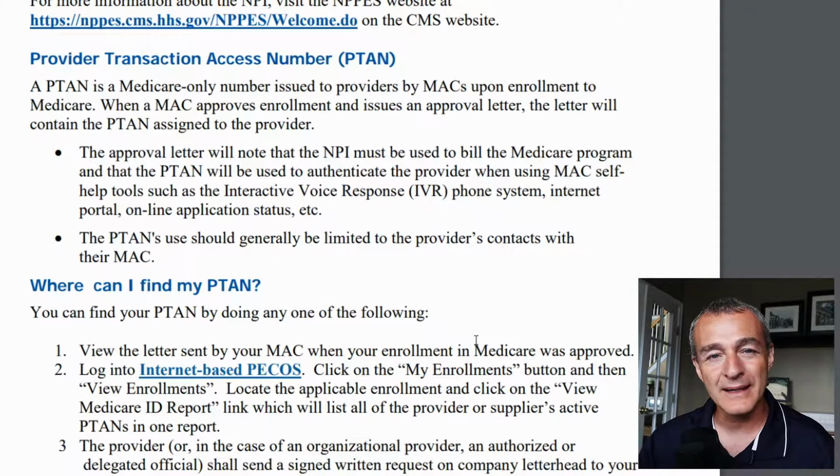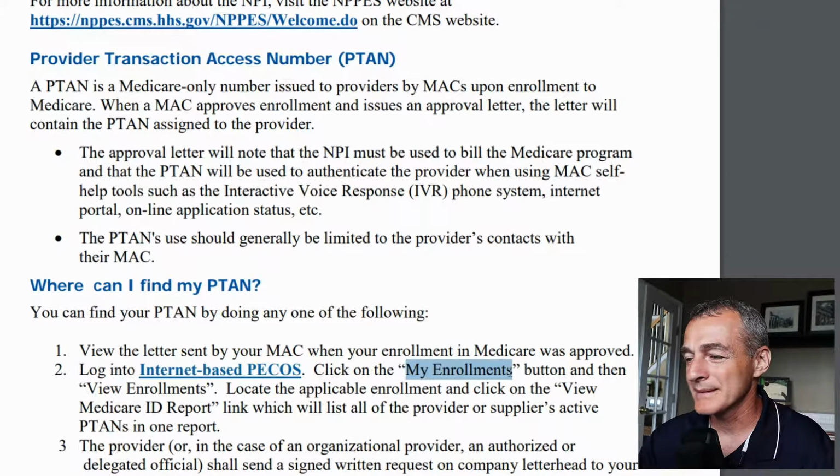So the more common way to find your PTAN is to log into the internet-based PECOS system, P-E-C-O-S, and what you'll do is you'll check on My Enrollments. There's a button, it's usually on the right upper menu section. You'll click View Enrollments, locate the applicable enrollment, click View Medicare ID Report, and then this will show you a list of the providers or suppliers with active PTANs in the report.